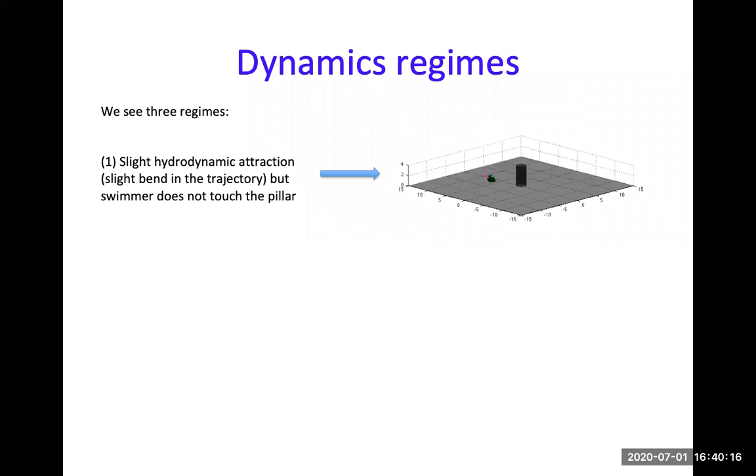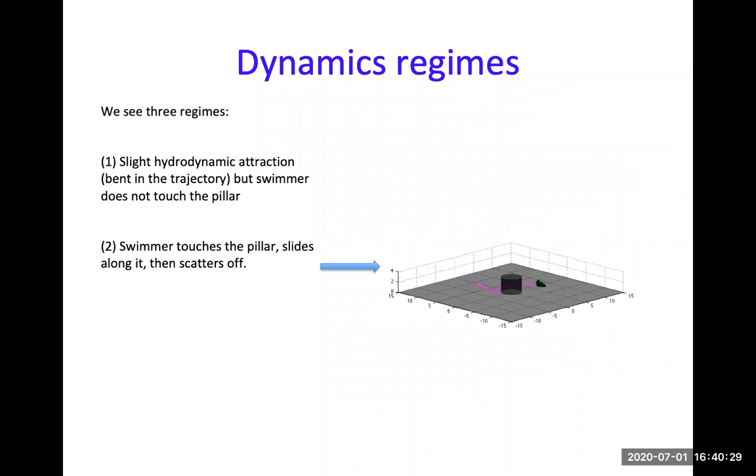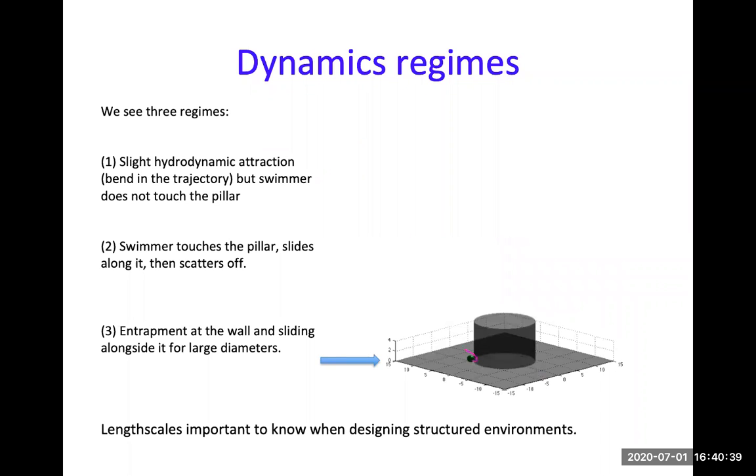So what happens if you have a very small pillar? With a small diameter, the swimmer barely acknowledges it and kind of swims around. If the pillar is a little bit bigger, then the swimmer slides along it for a little bit, but then scatters away. Now, if the pillar is much larger, just as it happened with a solid obstacle, the swimmer gets entrapped and swims at the intersection of the cylinder and solid wall.